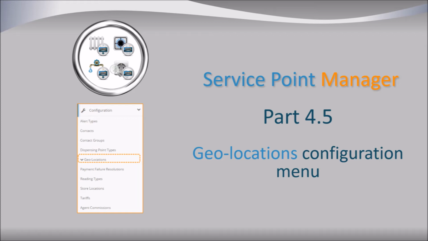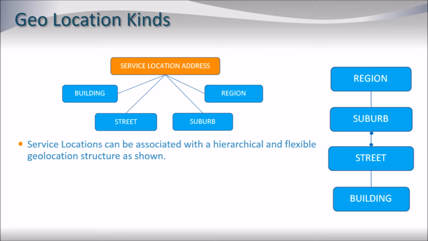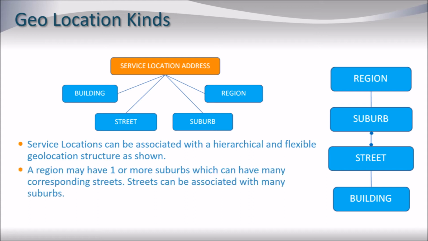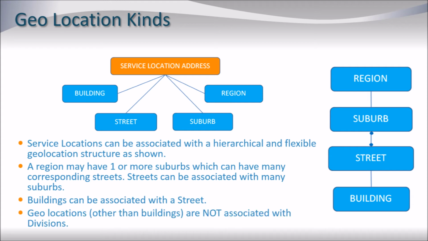The next section deals with geolocation configuration menus. Remember, there's many different types of geolocations. Service locations can be associated with a hierarchical and flexible geolocation structure as shown. A region may have one or more suburbs which can have many corresponding streets. Streets can be associated with many suburbs. Buildings can be associated with a street. Geolocations, other than buildings, are not associated with divisions.